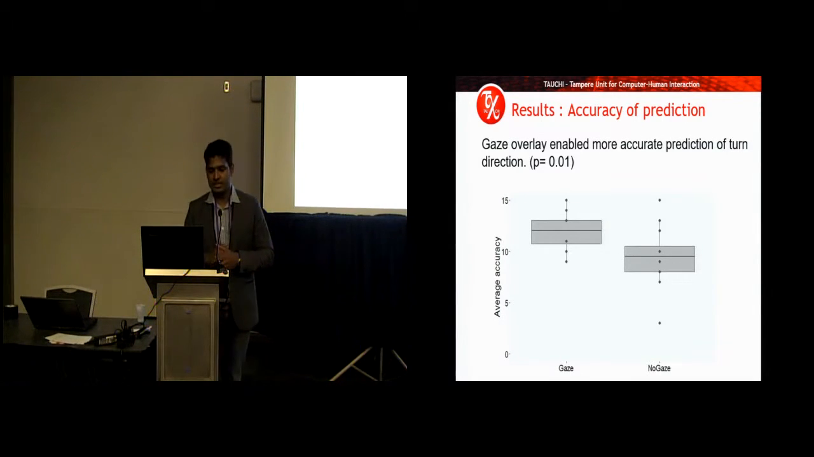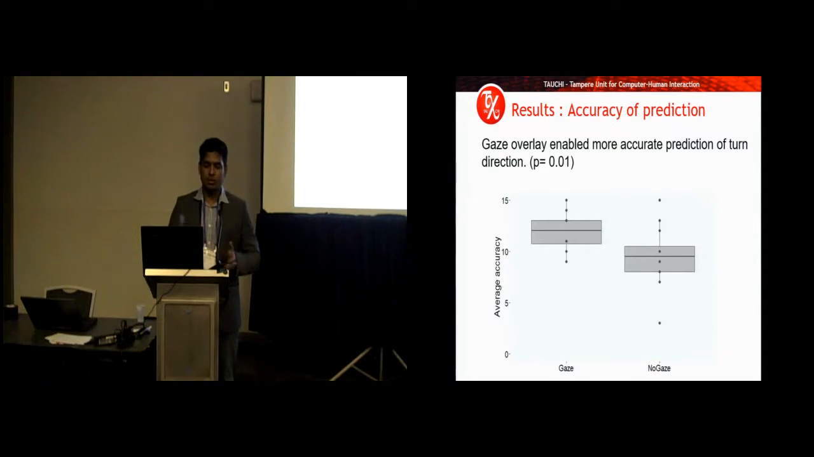And if you look at the results here, when there was gaze point available, the participants were more accurate with their prediction of turn direction. And the median value was 12 out of 15, and without gaze point, it was 9 out of 15, whereas a completely random prediction would have meant 5 correct answers because they had three choices. So that also means that in the no gaze condition, they relied on other clues.